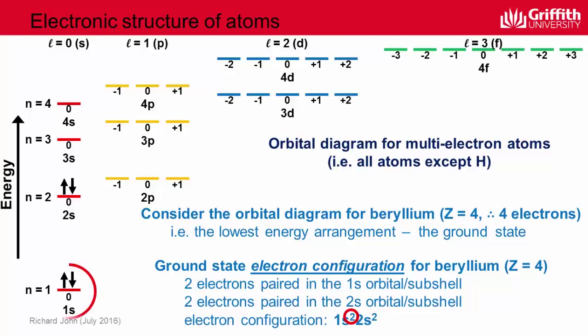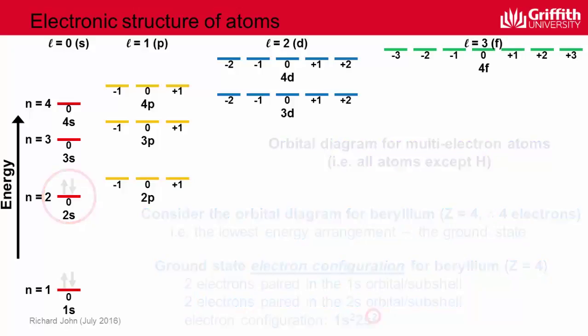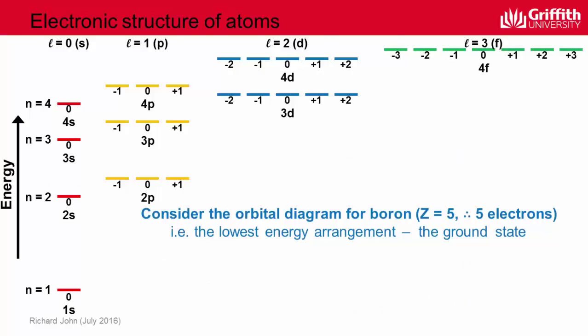And again, that 2 superscript indicates the 2 electrons in the 1s subshell, and that 2 superscript indicates the 2 electrons in the 2s subshell. So again, 1s2, 2s2 represents a shorthand notation of the information in this orbital diagram. We can go to boron, atomic number 5, with 5 electrons in its electron cloud.